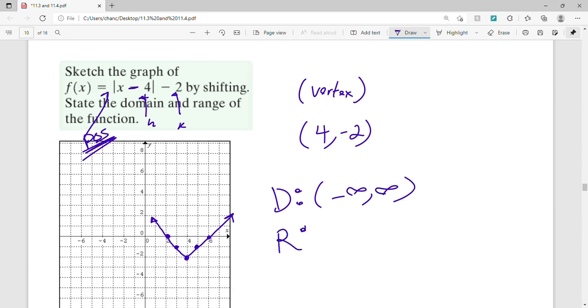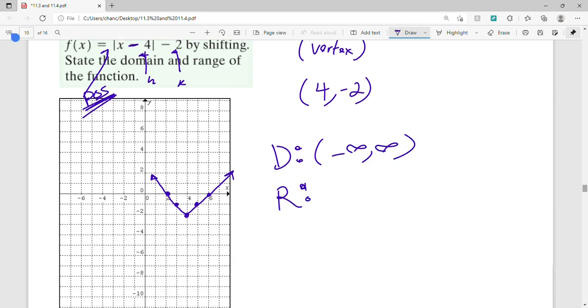For the range, I always look at the picture. How far does the graph go down? It goes down to here. That's negative 2. How far does it go up? Well, it goes up forever. So it goes up to infinity.